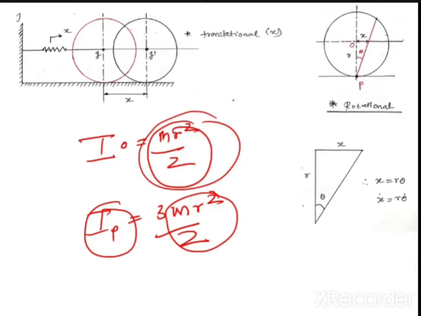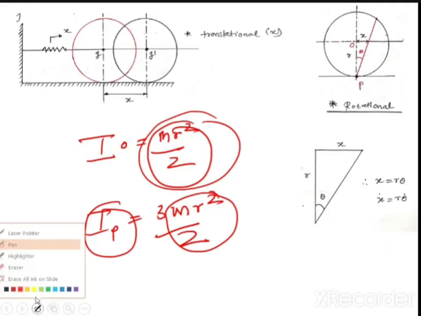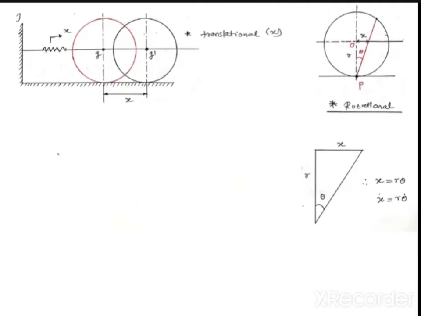Okay, but I will suggest you that you do not go by the book method, you go by our method and find IP, because it will give you a more accurate result. But if you find I by using mr square by 2, that is also correct. I have to give you the marks.